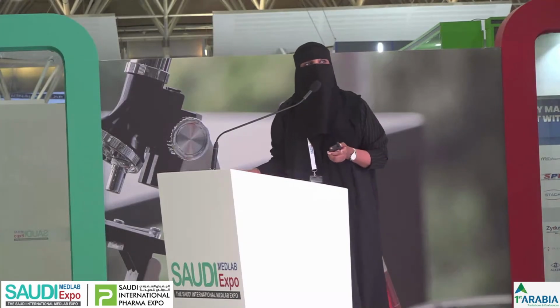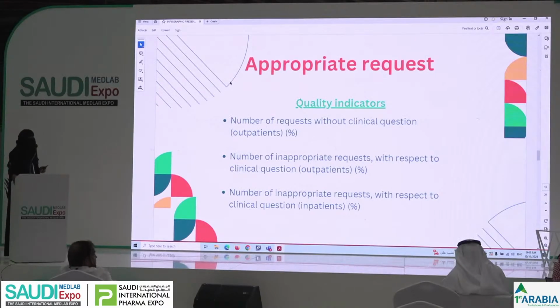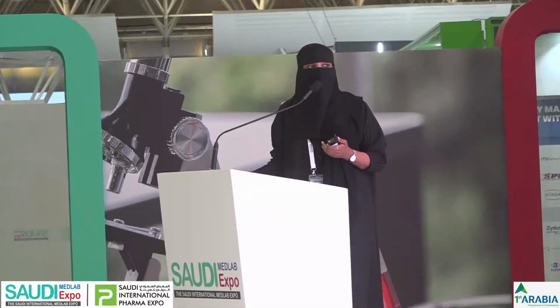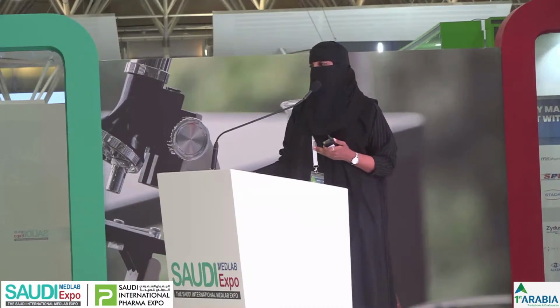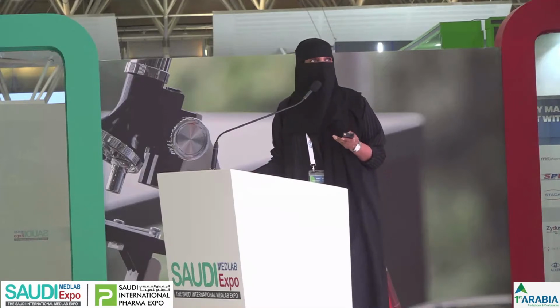Also, we look at the number of inappropriate requests with respect to clinical questions. Sometimes the doctor writes the condition he is looking for, but the request is inappropriate. For example, if the patient has an inherited disease, the test request is about molecular testing or a cancer marker. Also, in some cases when patients are admitted, we receive inappropriate test requests.